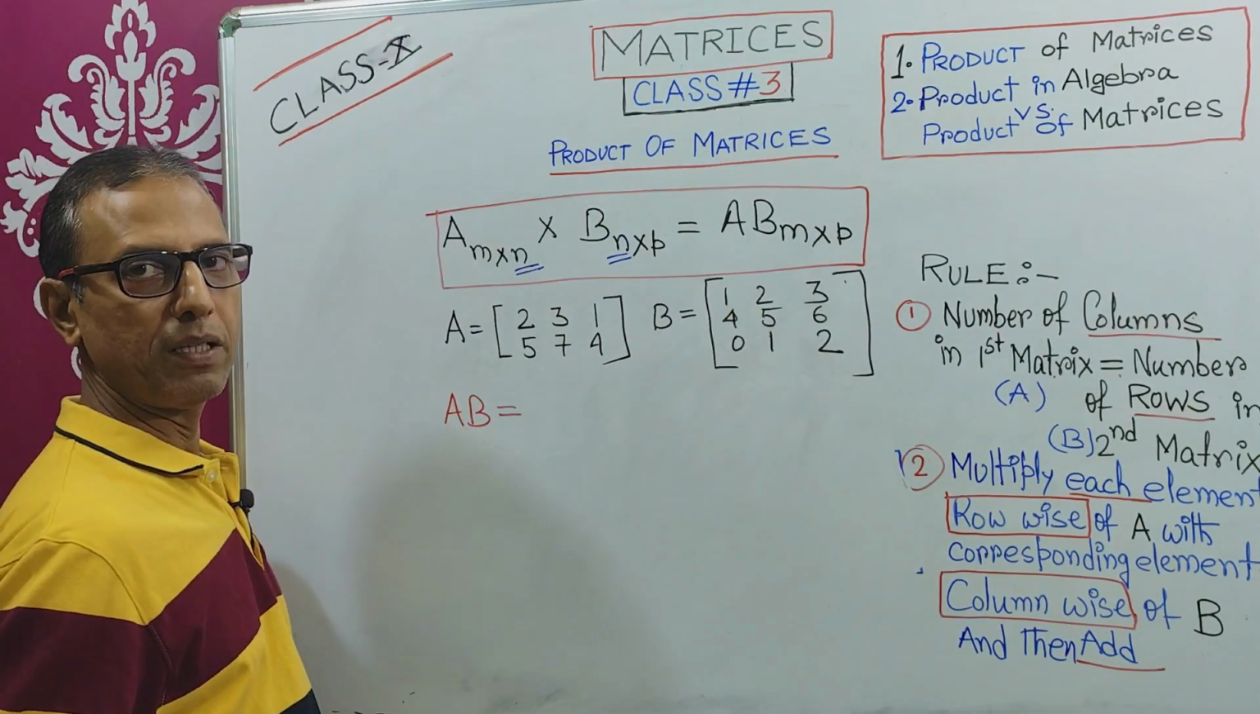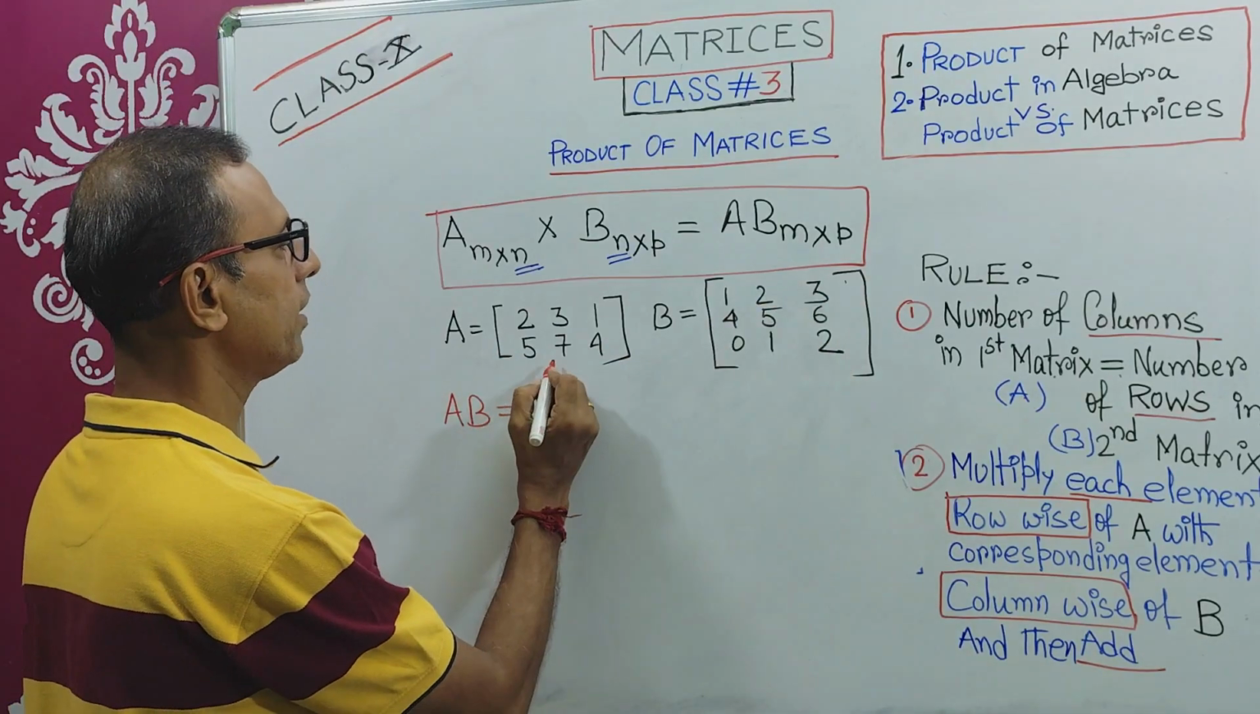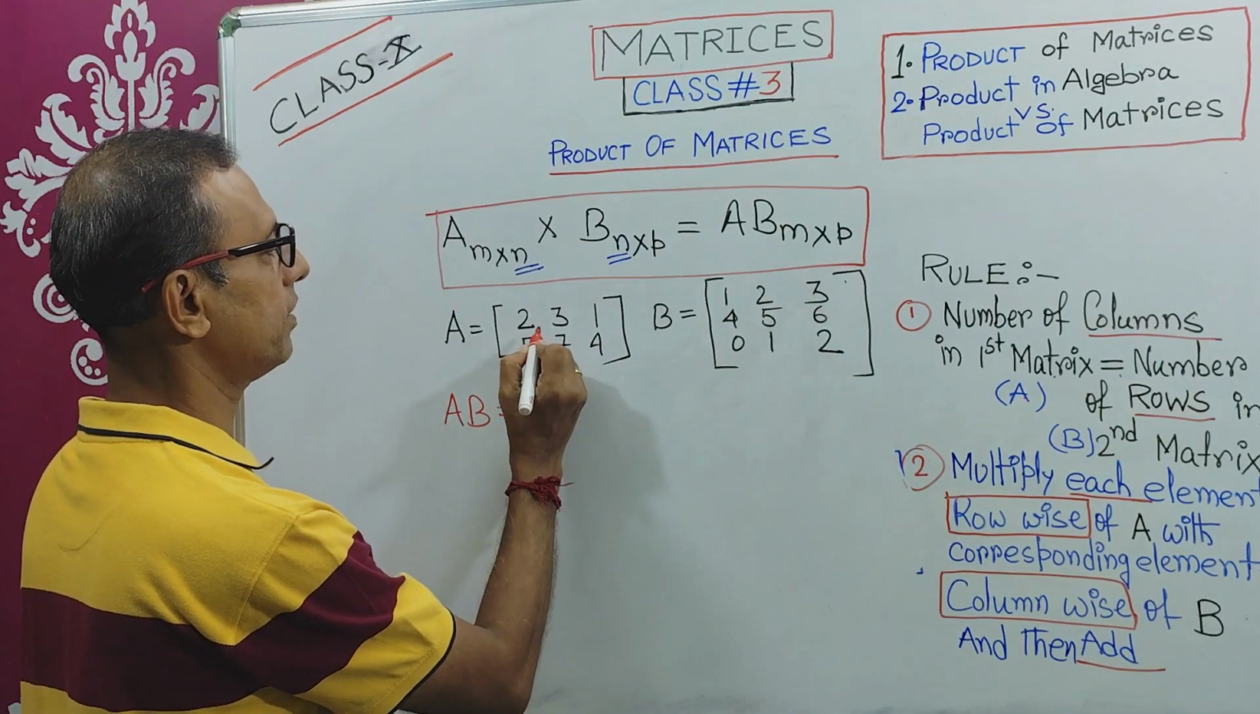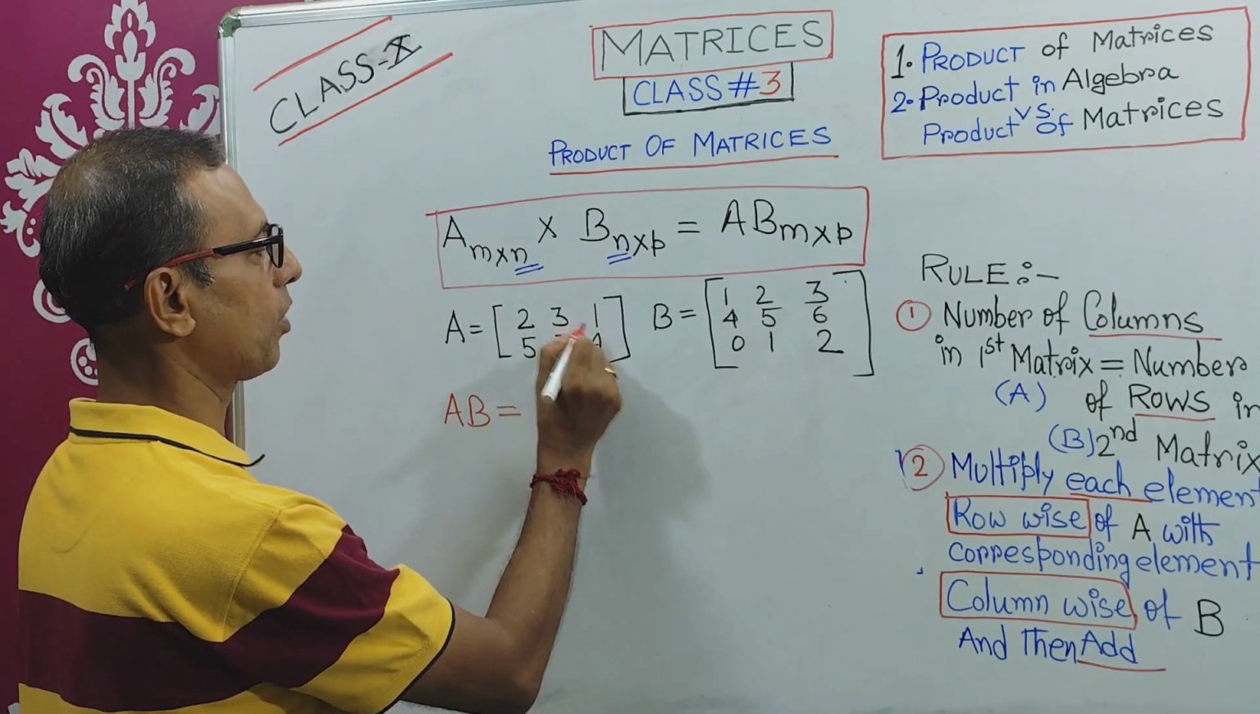Okay, so here this is matrix A, this is matrix B. So you need to find out AB. So you need to find out the order of both of the matrices. If it is AB, the order of matrix A is: number of rows 2, number of columns 3.